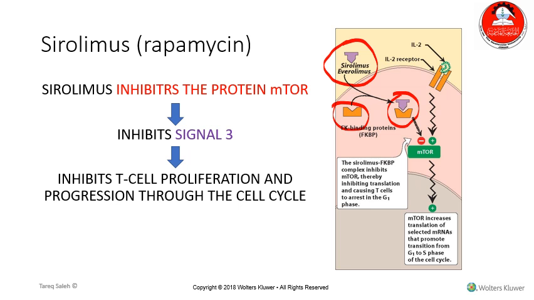As I mentioned, inhibition of mTOR will result in inhibiting several translation processes, such as the synthesis of many cytokines involved in immune system activation, and will result in T cell growth arrest, mainly in the G1 phase of the cell cycle. It will prevent further progression through the cell cycle.